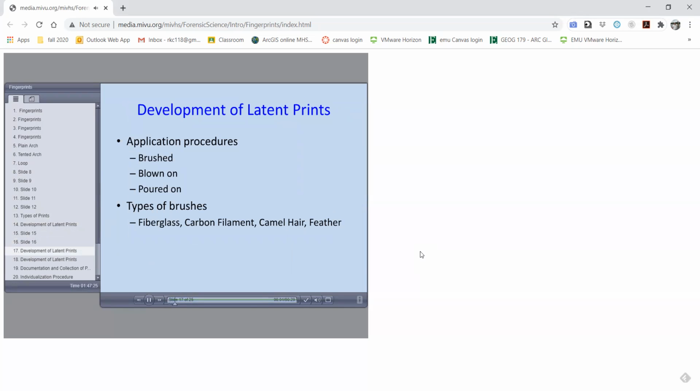To develop latent prints, we can brush on, blow on, or pour on the different powders. There's also different types of brushes. There's fiberglass brushes, carbon filament, camel hair, feather. Not all brushes are the same, and if any of you are artists, you understand that different brushes are used for different things.